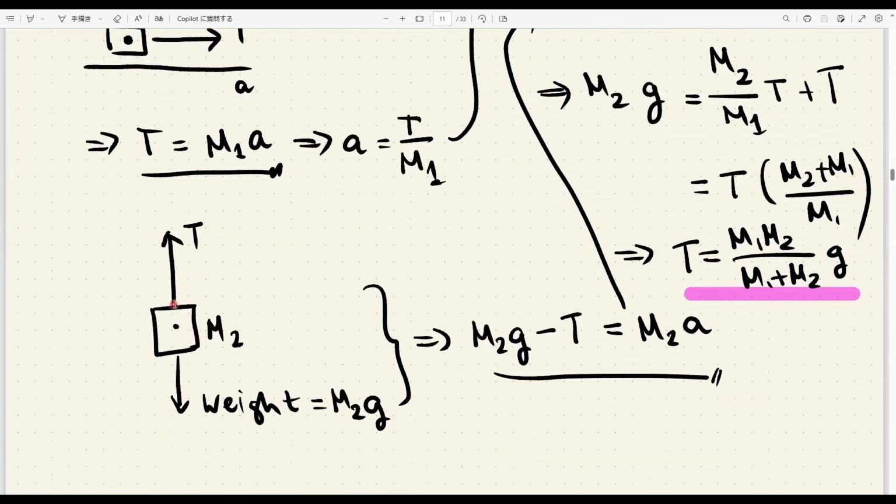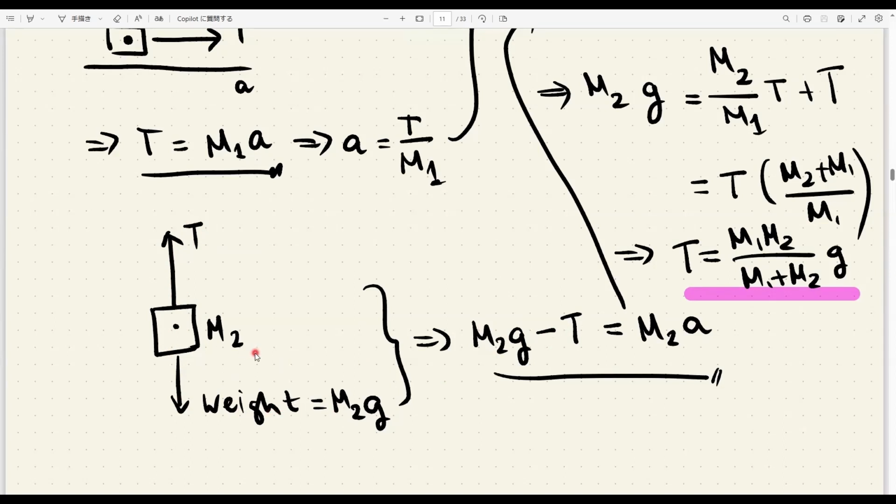M2, there's the rope pulling it upwards with a tension T, and there's its weight pulling it downwards. In this case, the weight is M2G, okay? And applying Newton's second law again, the sum of all the forces in that direction is just M2G, assuming that this is moving downwards, M2G minus the tension, right? M2G minus the tension, that is the sum of all the forces. It has to be minus because the tension and the weight are in opposite directions.